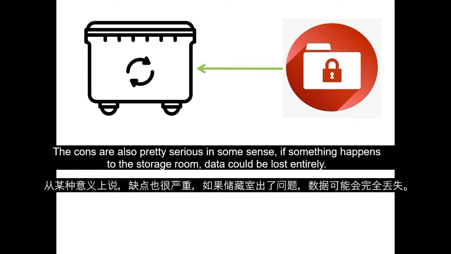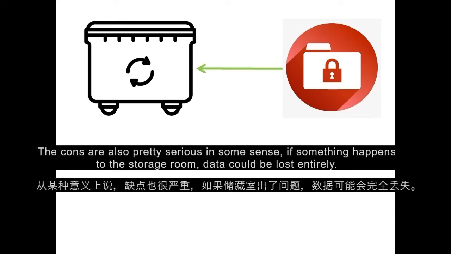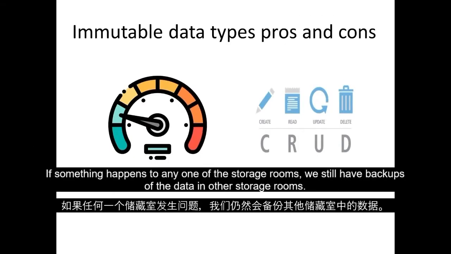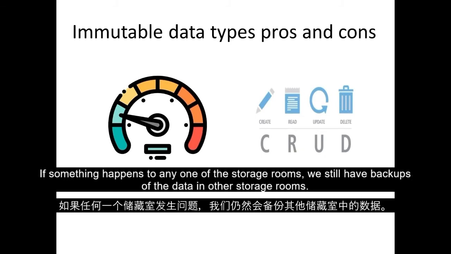The cons are also pretty serious in some sense. If something happens to the storage room, data could be lost entirely. With immutable data types, if something happens to any of the storage rooms, we still have backups of the data in other storage rooms.